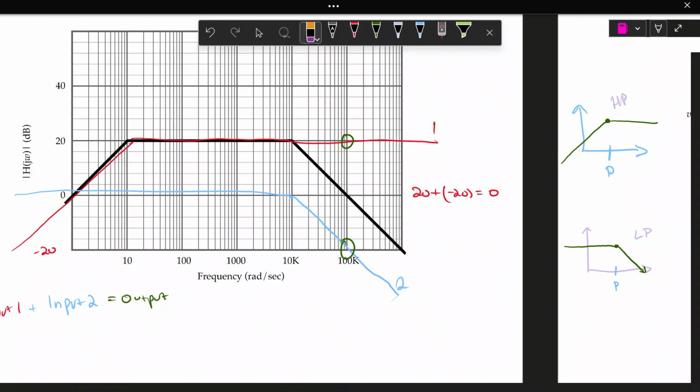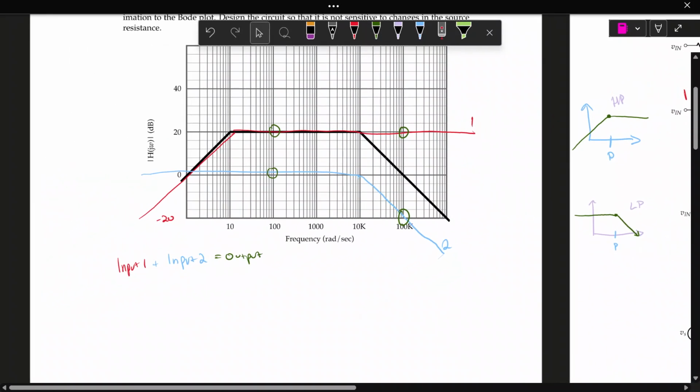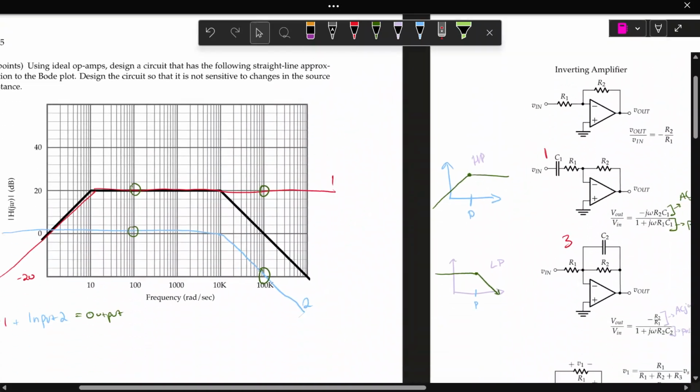That works out. Let's check another point. Let's check, I don't know, here and here. What do those tell us? Well, we notice that red is at 20 decibels, and we add, what is blue at? Blue's at 0. The black line should be at 20 decibels, and it is. So this works perfect.